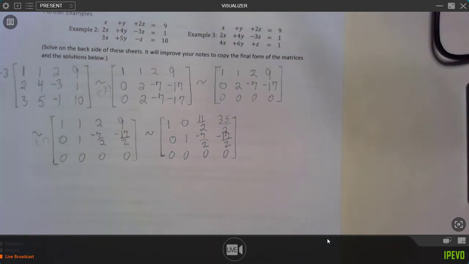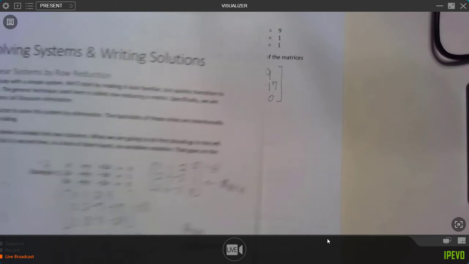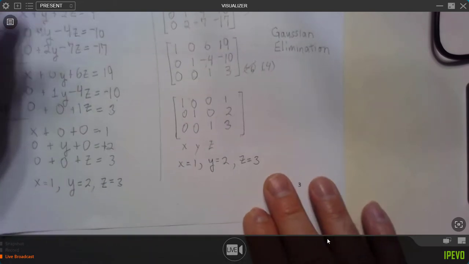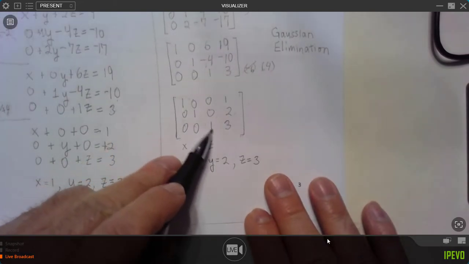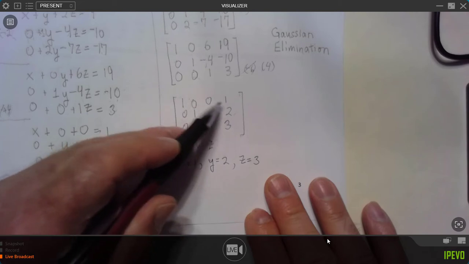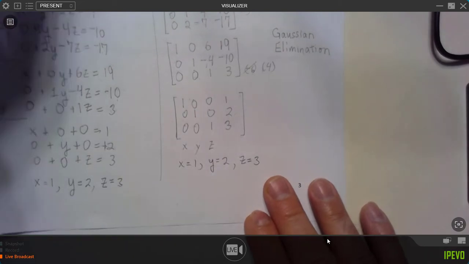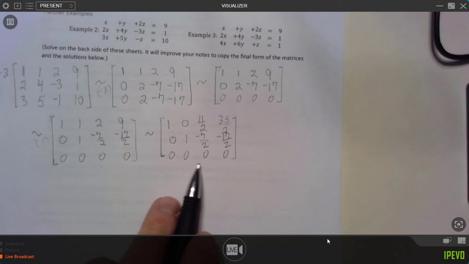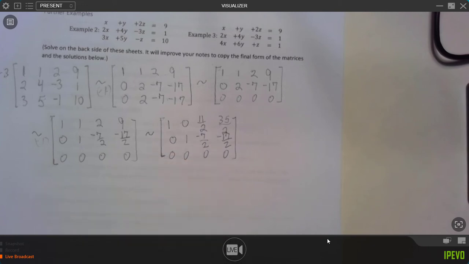And that's as close as we can get to that preferred standard. What we'd really like, of course, is to get ones down here, zeros below, zeros above, and then just whatever we get in the right-hand column. We can't get there this time because there's no way to get a 1 here in order to clear out this entry and this entry.